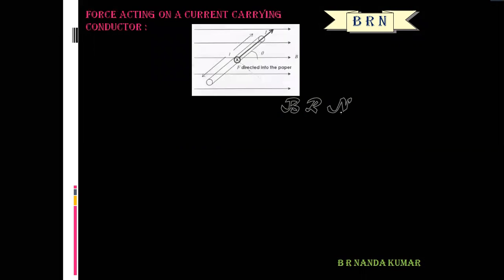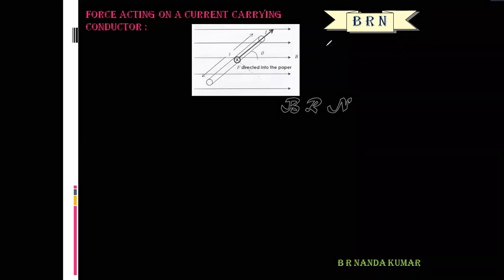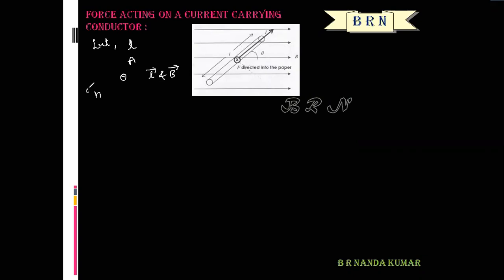So here let us consider a current carrying conductor that is placed in the presence of magnetic field. Consider a conductor of length L, uniform cross-sectional area A. Let L be the length of the conductor, A is uniform cross-sectional area. So theta is the angle made by L vector and B vector. So n be the number density. n is number density. That means number of mobile charge carriers per unit volume of the conductor.